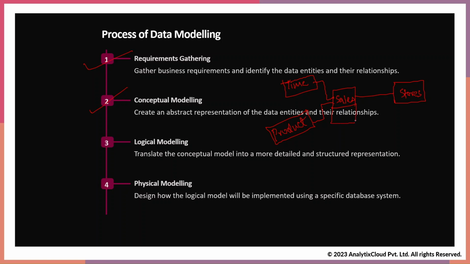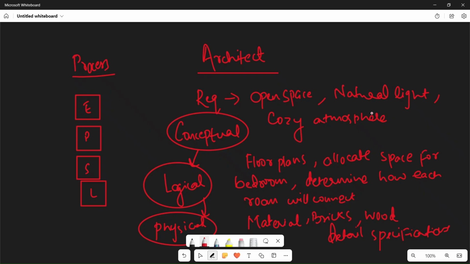these are the entities where we are just defining the entities. So all of these are entities, and what is the relationship between them? Here, if you could see, sales is connected to product and time, it is also connected to store, right? So basically we are showing the data entities and their relationships here. Correct, so that's what a conceptual model is. Now coming to the logical modeling, so let's come here.